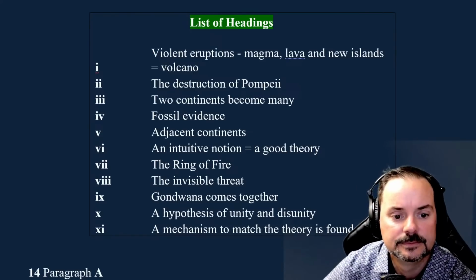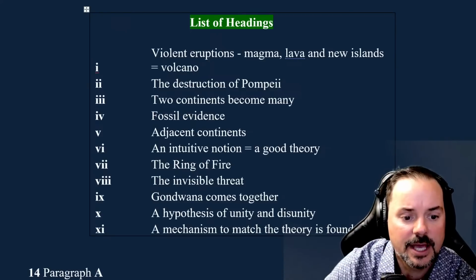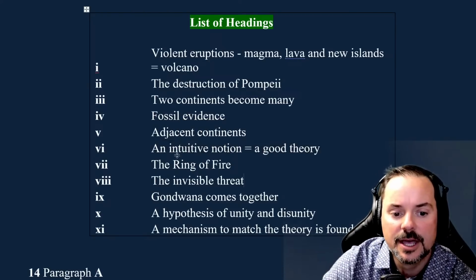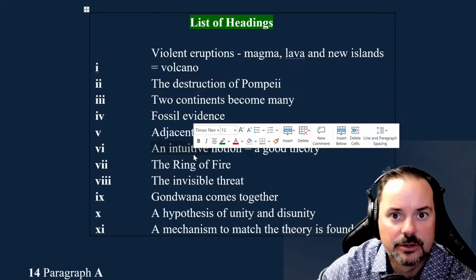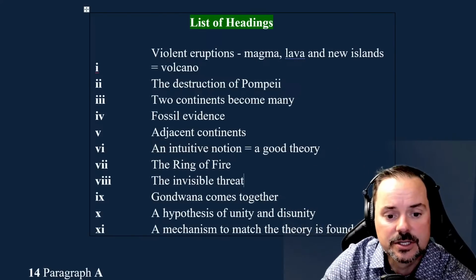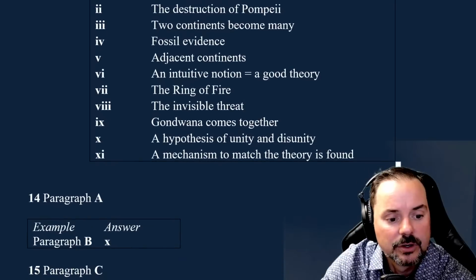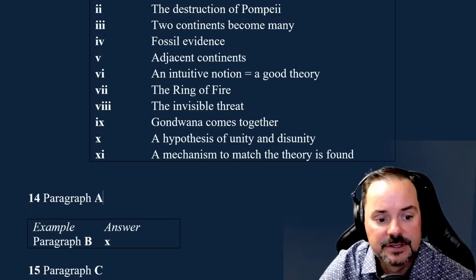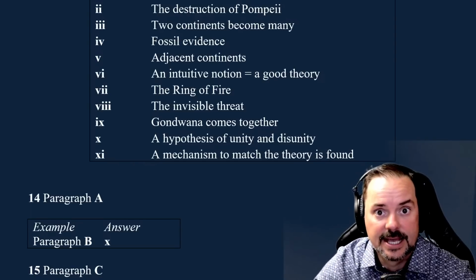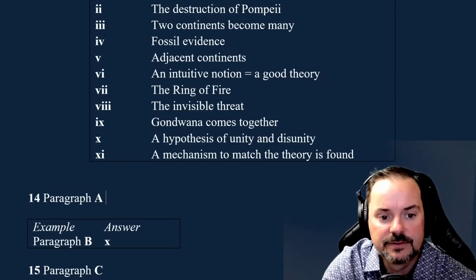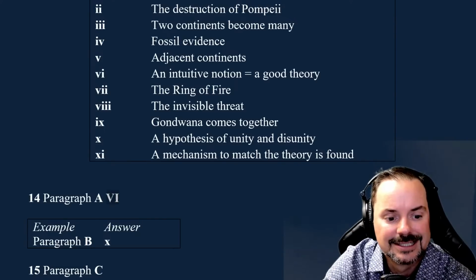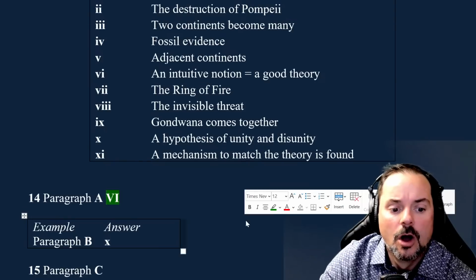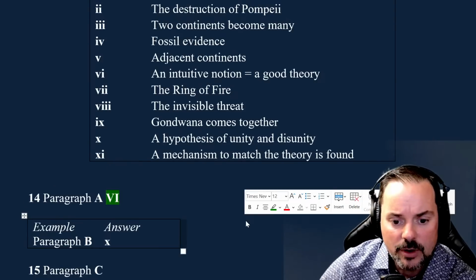Okay, it will be the sixth one, an intuitive notion. Yeah, an intuitive notion, right? An intuitive notion means a clear idea or an easy idea or understanding, and that's what it is. It's an easy understanding that the first paragraph is just that. It's this guy realizing once they had the maps that those continents fit together. So this is VI, right? It's Roman numeral 6. That's right. Okay, and Amra, go ahead.